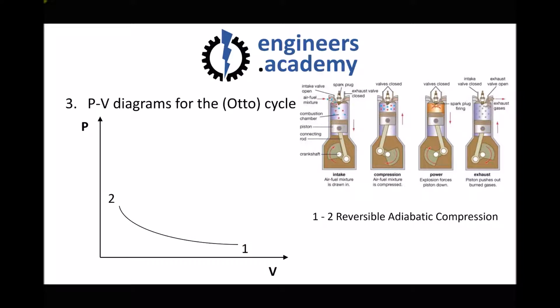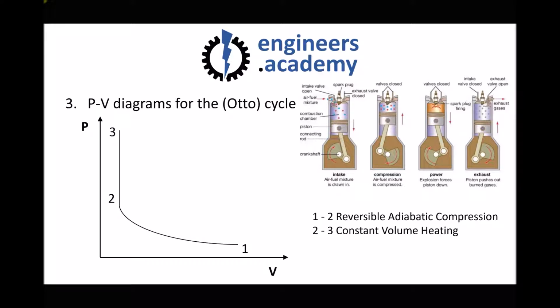The second stage in the Otto cycle is as we move from 2 to 3. And from 2 to 3 we have constant volume heating. Now the assumption that we're making here is that when the spark plug fires and heats the air-fuel mixture, the temperature of that air-fuel mixture increases before the piston retracts. So we're assuming that that happens instantaneously, or at least near instantaneously.